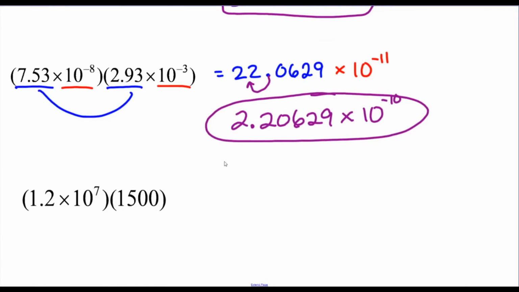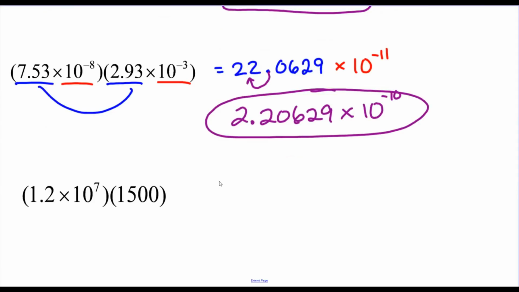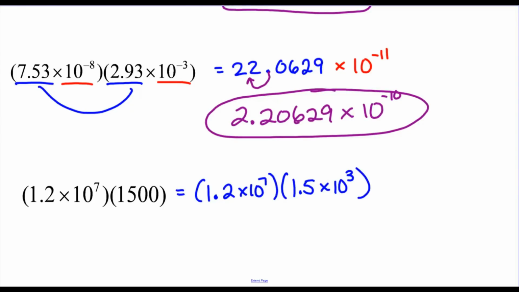And then this one, I have one number that's in scientific notation and another that is not in scientific notation. So I'm actually going to rewrite these both so that they're in scientific notation. So I've got 1.2 times 10 to the 7th power times 1.5 times 10 to the 3rd power. Now I can use my process here to multiply these. When I multiply 1.2 times 1.5, I get 1.8.